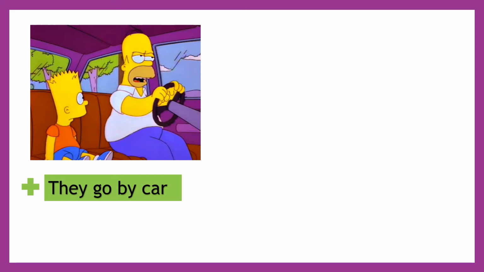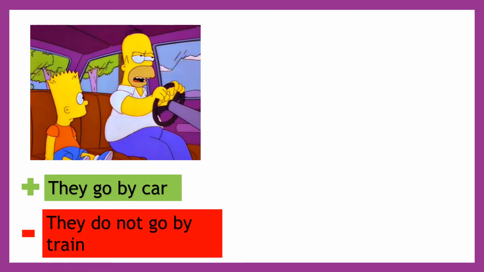In order to create the negative sentence, we're going to use the same pronoun. Next, we're going to identify the auxiliary that we use, the word not, the word go by, and finally, and very importantly, we need to change the mean of transport that is shown in the image.